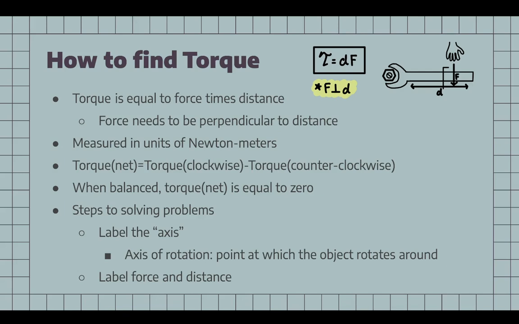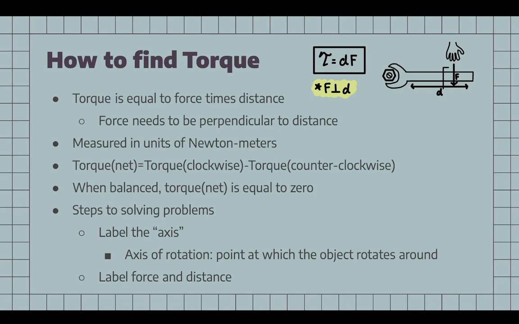Moving on, all the problems regarding torque will use the formula torque net equals torque clockwise minus torque counterclockwise. I will dive deeper into this problem later on. It is important to understand that when the object is balanced, torque net will equal 0.